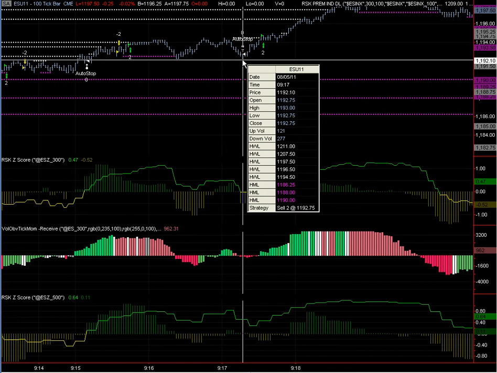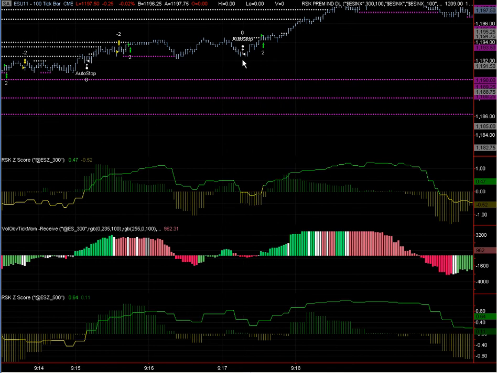So rather than having a fixed protective stop, whether it be 4 ticks or 5 ticks or 6 ticks or whatever the case is, the auto stop is a technical stop. It doesn't stop you out at a specific number of ticks. That will vary depending upon the circumstances. Let's carry this through a little further.